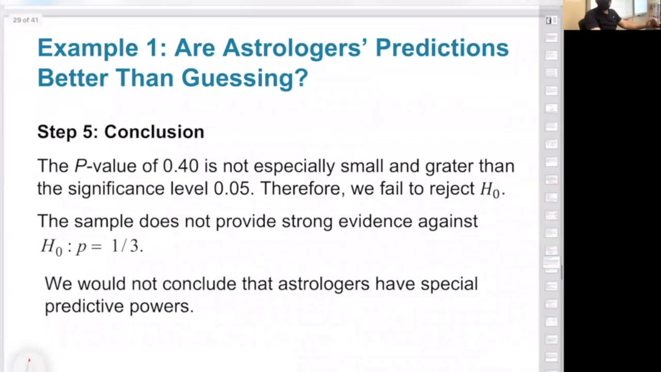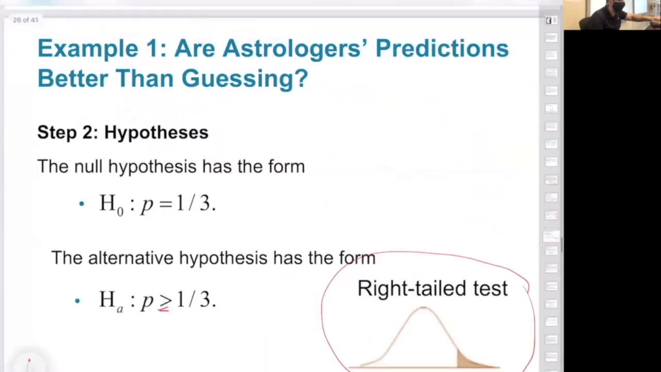We need to make a decision. So you have to compare the p-value, 0.4, and the significance level, 0.05. Is it greater than or less than? So this is greater. So the 0.4 is greater than the significance level 0.05. So what is the decision now? Let me return to that table. Do you remember that table?